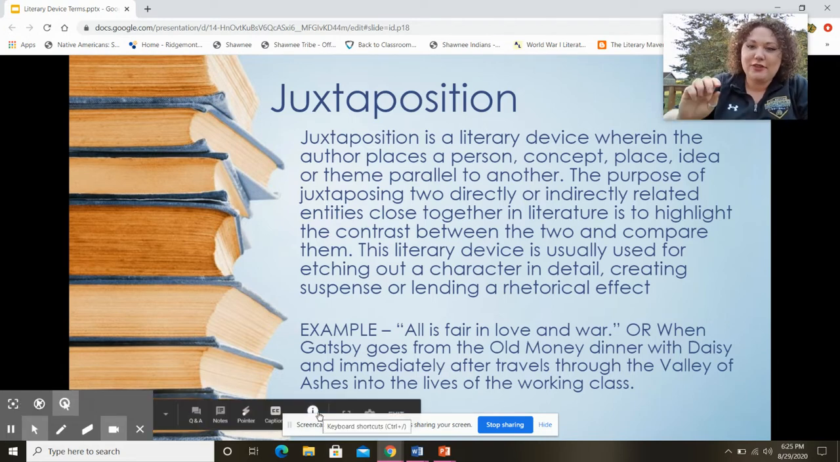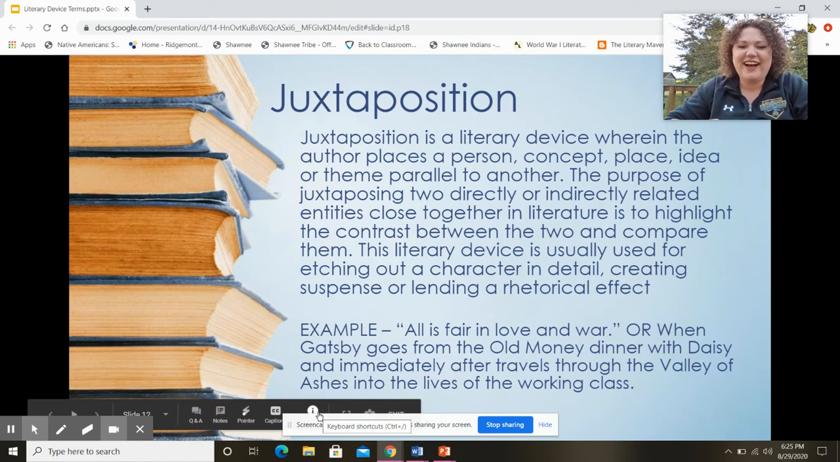Sorry, I'm going to pause for a second. Okay, sorry, back at it. They're just really excited about learning about literary devices.